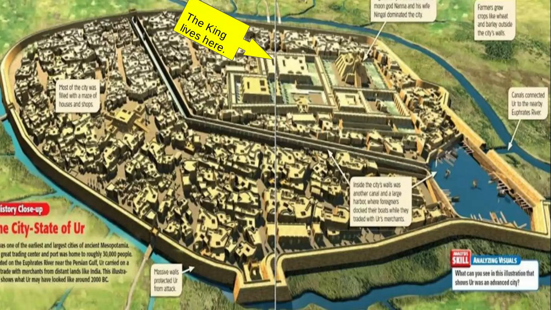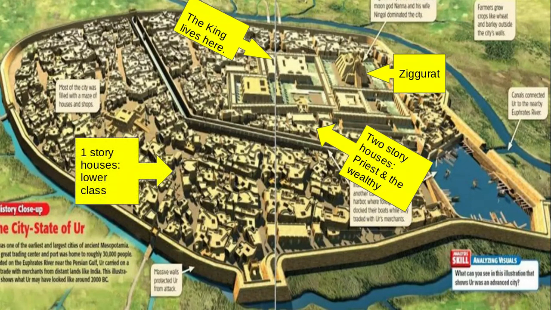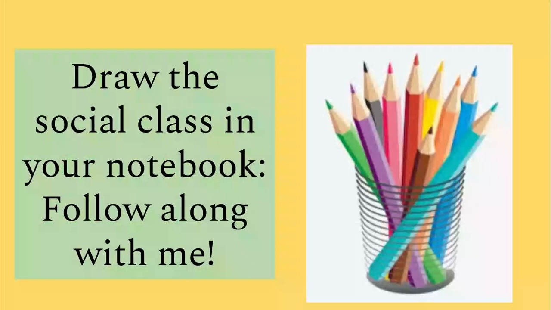So here's a city-state, and we've been talking about city-state for the last couple days. You have the king who lives here, the ziggurat, two-story houses where the priests and the wealthy lived, and you have the one-story houses where lower class lived. So I want you to take a sheet of paper out, and if you want to use some of your coloring, that's fine. And we're going to draw the social class in your notebook.